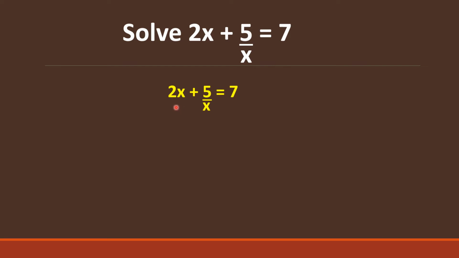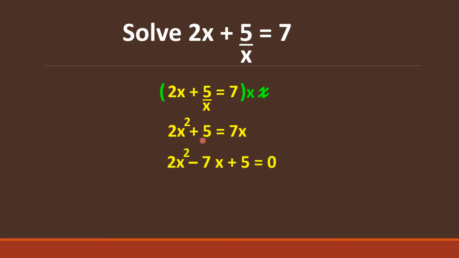For converting into quadratic equation and for removing the x from the denominator, we are going to multiply the whole equation with x. Thus, 2x into x, we get 2x square, and then 5 into x divided by x, both the x get cancelled and only 5 remains. Then 7 into x is 7x. Now we can bring this 7x to this side. Thus, the equation becomes 2x square minus 7x plus 5 is equal to 0. Thus, we get a quadratic equation.